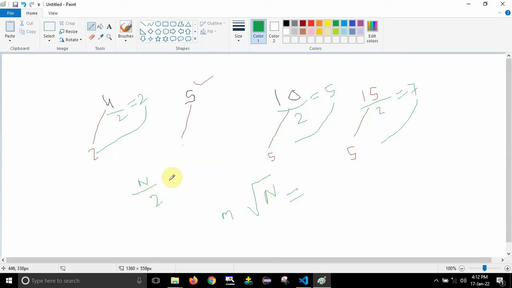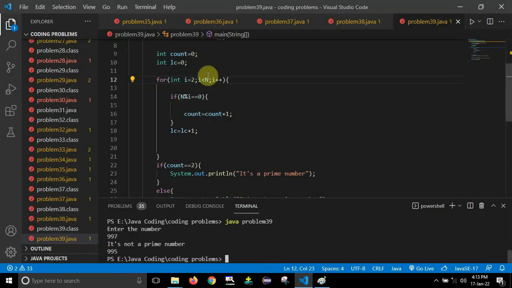Square root is nothing but the power 1 by 2, n into 1 by 2, just like this. So these are one and the same. Don't check up to n, you just need to check up to n by 2, with the same logic, and you can see the number of iterations will be reduced. So start from 2 and check up to n divided by 2, and keep the rest as it is.